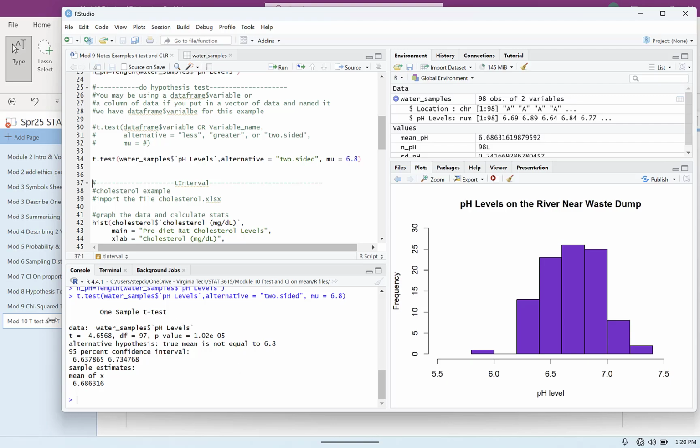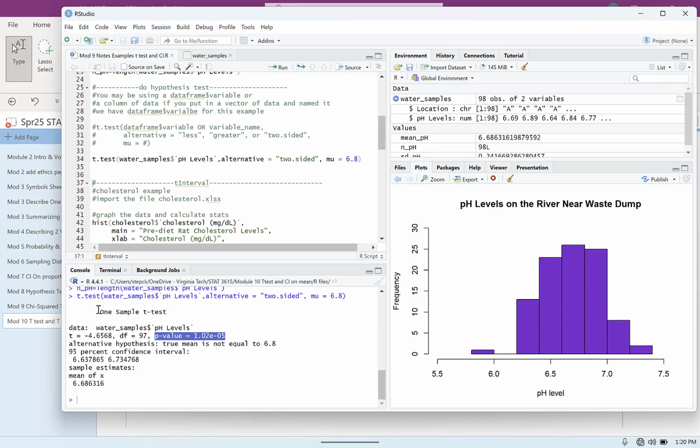code. When I run that code, I get my t-test statistic. My t-test statistic is negative 4.6568, or about negative 4.66. My degrees of freedom is n-1, which is 97, and my p-value is 1.02 e to the negative 5. That is all I need for the test.